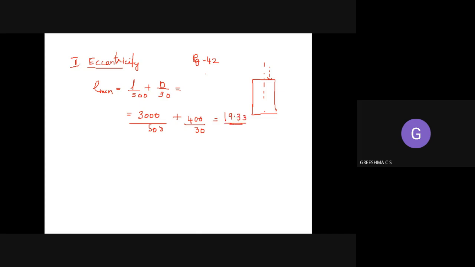Okay, now refer to IS code. In IS code they have mentioned a minimum of 20 mm. അതായത് എന്തായാലും ഒരു 20 mm eccentricity ഉണ്ടാവും. That is what IS code is mentioning. Okay, we'll be having an eccentricity value minimum of 20 mm. But this is less than 20. We are having 19.33, which is less than 20 mm.